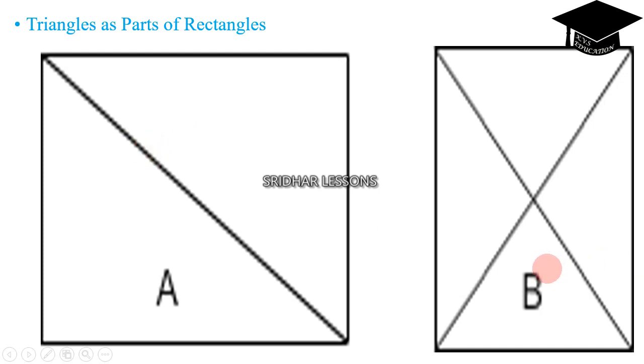And if you make this one as 1, 2, 3, 4 parts, that means here in picture B we have 4 triangles as a part of a rectangle. So a rectangle can be made of some parts of triangles. Keep this in your mind.